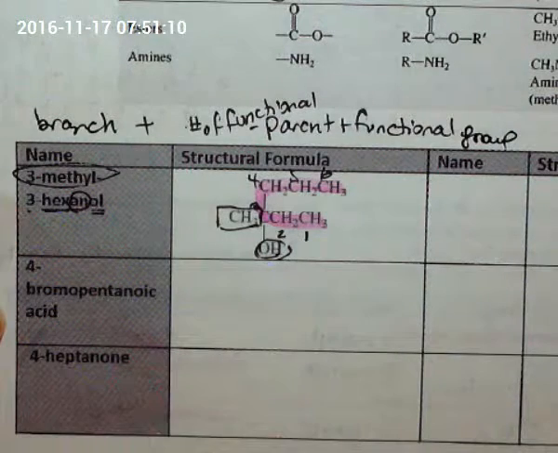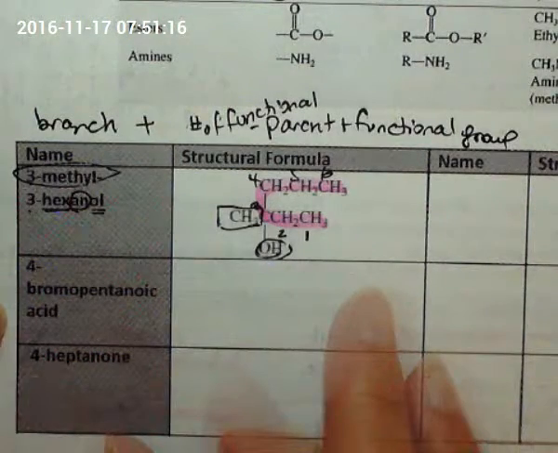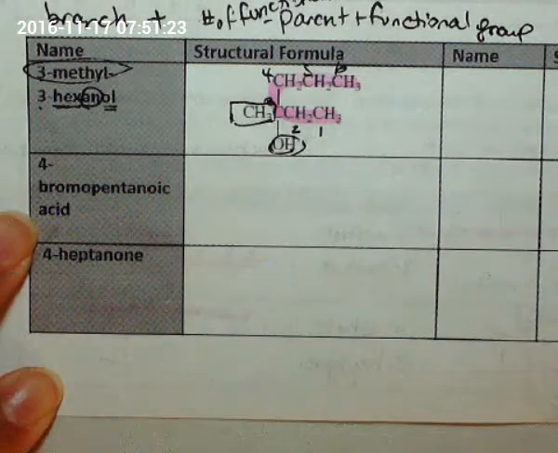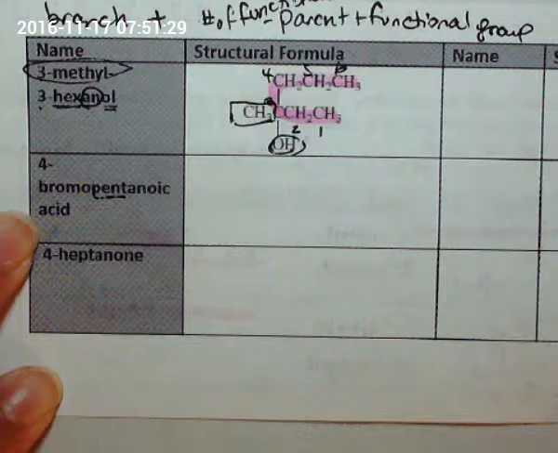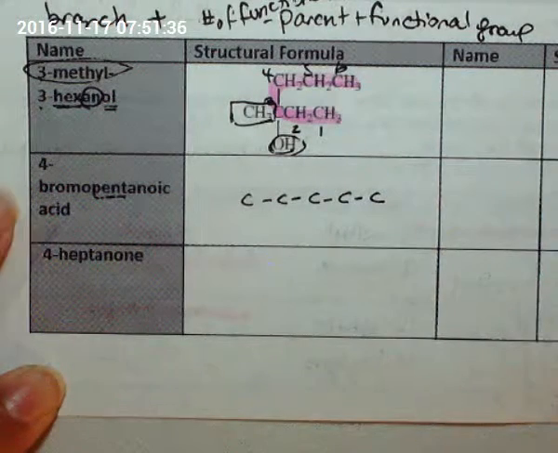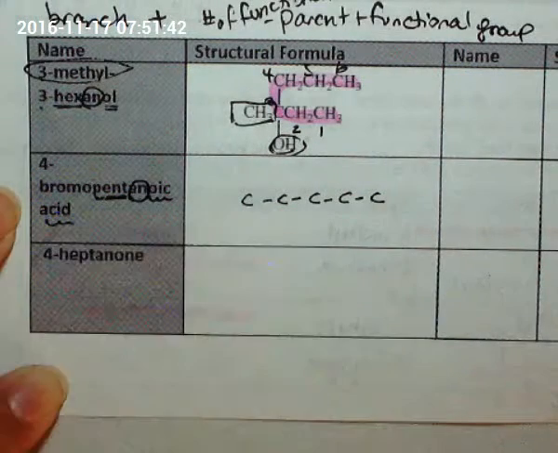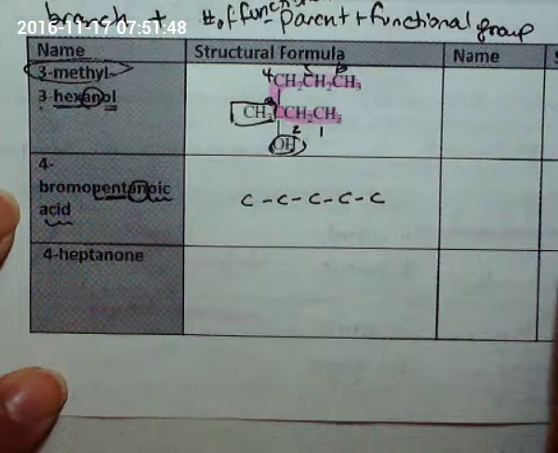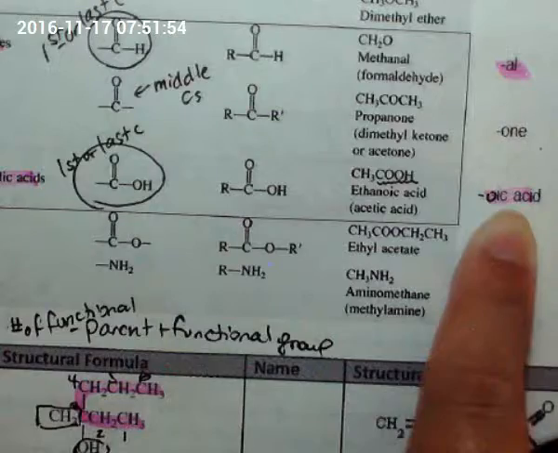All right, so let's try some of this. So 4-bromopentanoic acid. So let's start with the parent, the trunk. How many carbons in the trunk? 5. What kinds of bonds between those carbons? Single. So I'm going to do 1, 2, 3, 4, 5. All single bonds. All right. So we took care of the pent and the an. What about this "oic acid"? Actually, I should put an O in there in the suffixes. "Oic acid." What's that the suffix for?